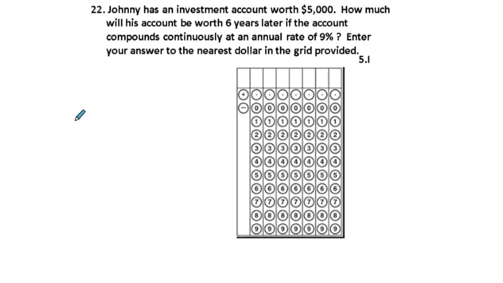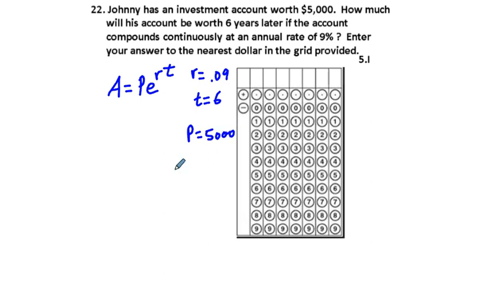Okay, last one. Johnny has an investment account worth $5,000. How much will this account be worth 6 years later if the account compounds continuously? And continuous compounding is given by this formula: A, the amount, equals the principal times e to the power of rt. R is going to be 0.09, T is going to be equal to 6 years, and P is going to be equal to 5,000. So we just put this in a calculator. A equals 5,000 times e to the power of 0.09 times 6.